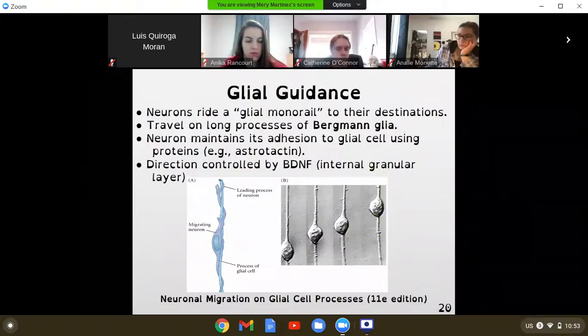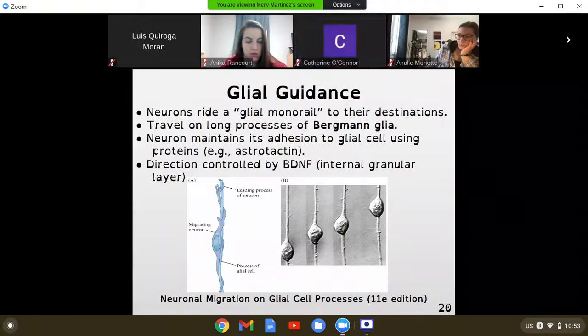Granule cell precursors travel along the processes of the Bergmann glial cells, and the neurons maintain this adhesion to the monorail using proteins that we call astrotactin. Astrotactin is the molecule that helps them glue to that monorail and not lose contact until they get where they need to go. This adhesion protein is needed by the granule neuron to maintain its adhesion to this glial process. And then the direction appears to be regulated by a complex of different events of the brain.